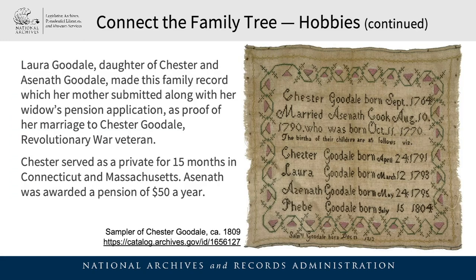And a facsimile of what we call the Laura Goodale sampler is one of my favorite documents to share with the Genie campers. This sampler was created listing the parents and the children. Then if you look really closely and carefully, we see Samuel Goodale was born December 23rd, 1813. He's all the way at the bottom, 9 years after Phoebe, the youngest child. So life is full of surprises.